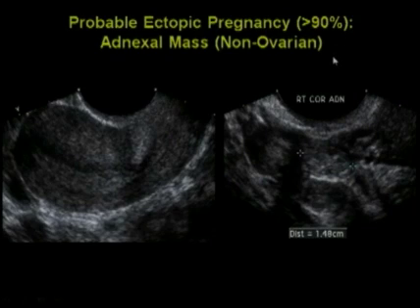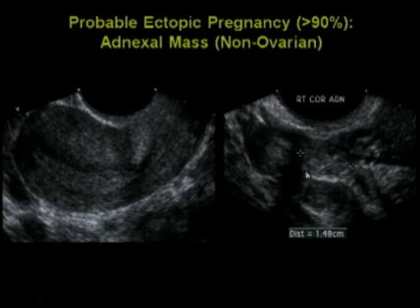Here's another rule-out ectopic patient where we see nothing inside the uterus, and in the adnexa, that's the edge of the uterus, there's the right ovary. Between the ovary and the uterus, we see a solid mass. What is this solid mass? Well, we don't know for sure what this is.